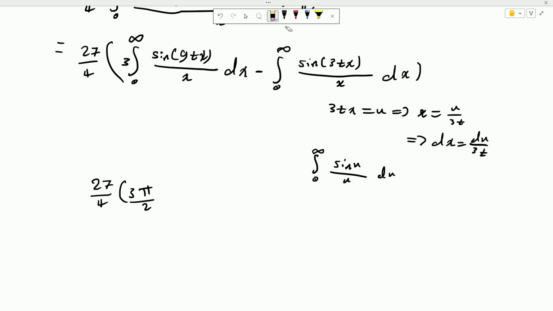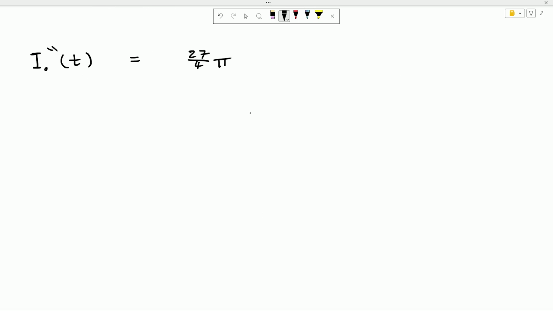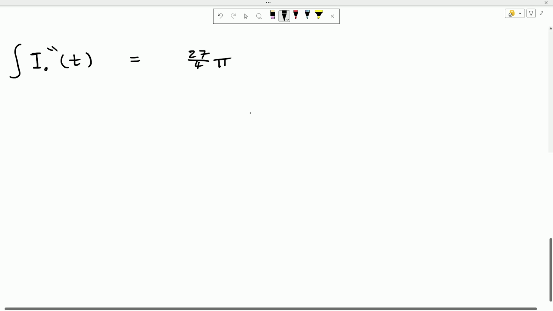So this whole integral just converges to 27 by 4 multiplied by 3 pi by 2 minus pi by 2, which is just 27 pi by 4. And so now what? We have reached that the second derivative of I sub 0 of t is equal to 27 over 4 pi. And now to continue, let's just reintegrate this with respect to t.